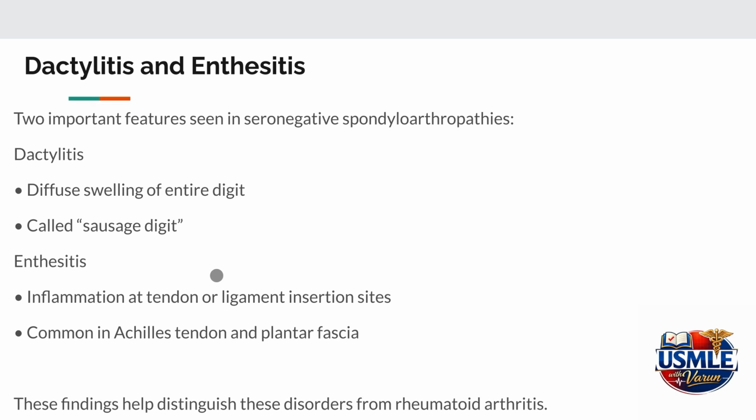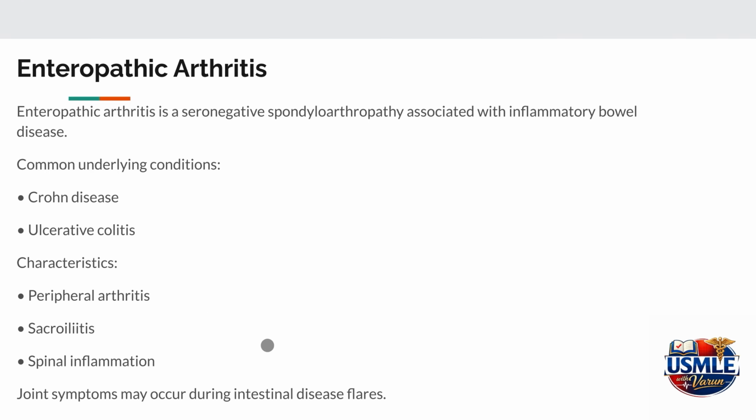Two important findings commonly seen in seronegative spondyloarthropathies are dactylitis and enthesitis. Dactylitis refers to diffuse swelling of an entire finger or toe, producing the characteristic sausage digit. Enthesitis refers to inflammation at the insertion site of the tendons or ligaments. Common locations include the Achilles tendon and the plantar fascia. These features help distinguish these disorders from rheumatoid arthritis.